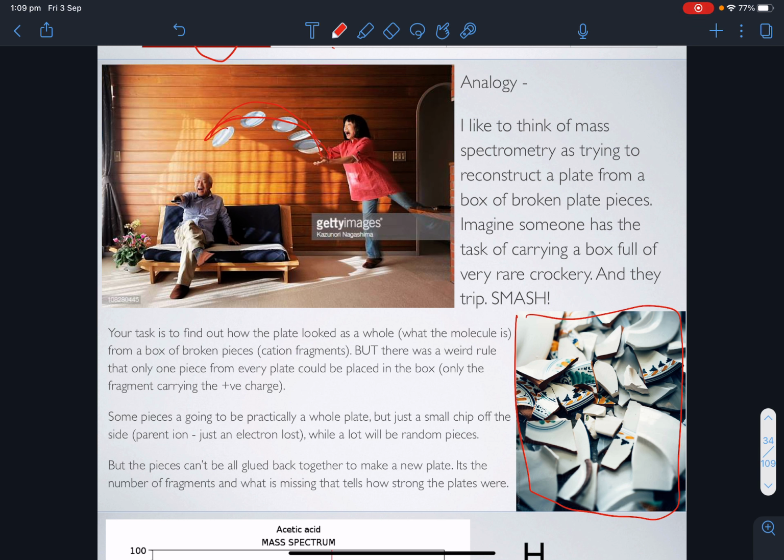It's like we got our parent ion. We've just got one electron lost. We can go pretty much, hey, look at this. This is the original molecule. While a lot will just be smaller pieces as well, all the other fragments that we see on the spectrum, okay? But we can't glue all the pieces back together to make a new plate because they're all just random pieces from one individual plate, if that kind of makes sense.